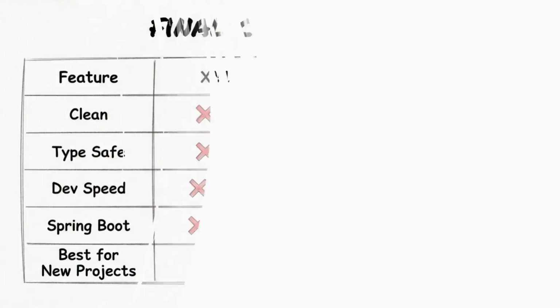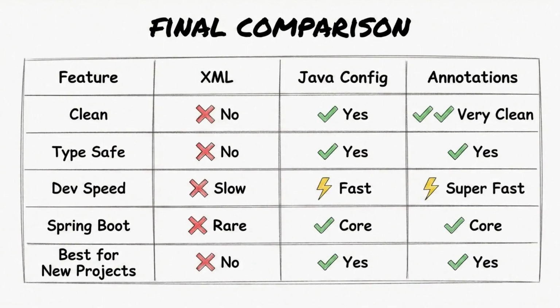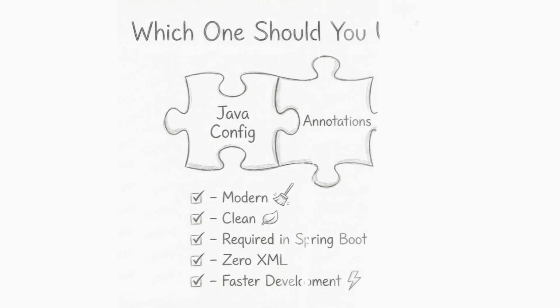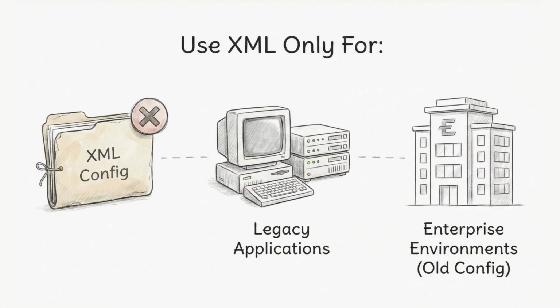Now, this is the final comparison table. You can pause the video and compare each configuration. Now, which one should you use? You can use this combo, JavaConfig plus annotations. It is modern, clean, required in Spring Boot, zero XML, faster development. You should use XML only for legacy applications and enterprise app environments still using old config.